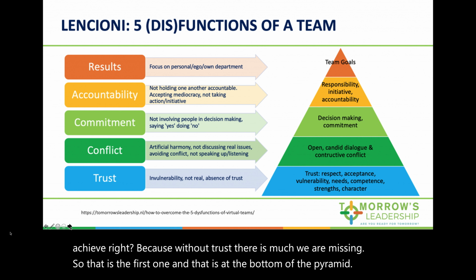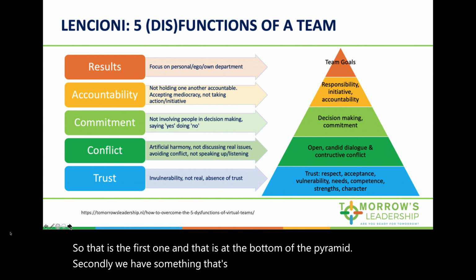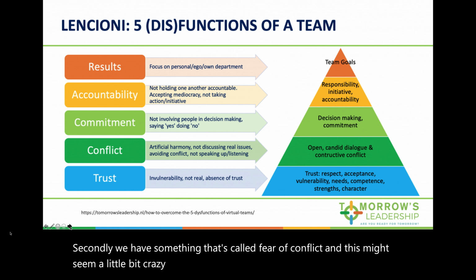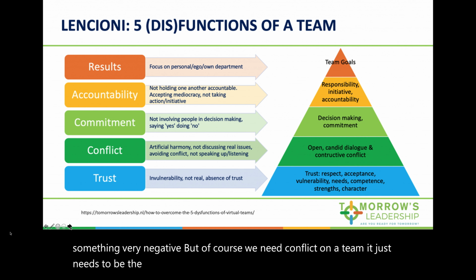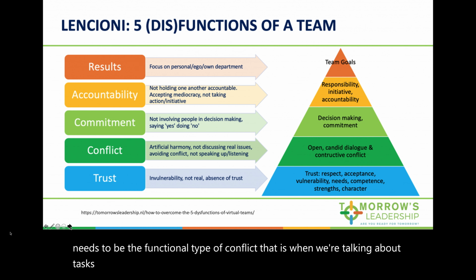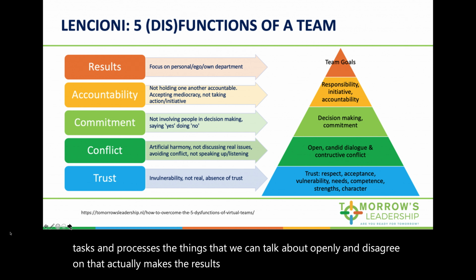Secondly, we have something that's called fear of conflict. And this might seem a little bit crazy, right? Because usually we think of conflict as being something very negative. But of course, we need conflict on a team. It just needs to be the functional type of conflict. That is when we're talking about tasks and processes, the things that we can talk about openly and disagree on that actually makes the results, the productivity better.